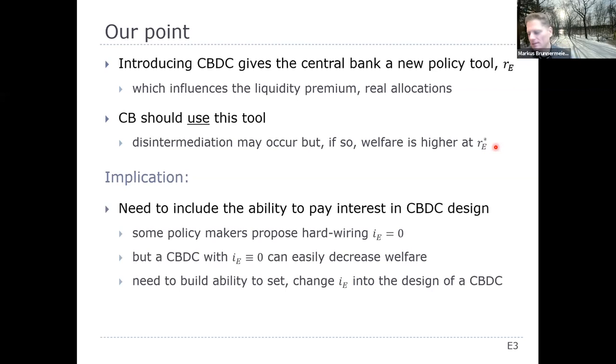Yeah, Todd, maybe I missed it, but can you talk a little bit about how the central bank pays the interest rate on CBDC? Is this productive in some way, or is this financed through printing money, or how does it look?